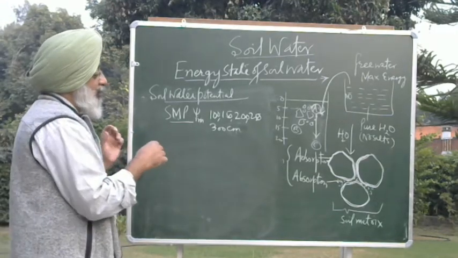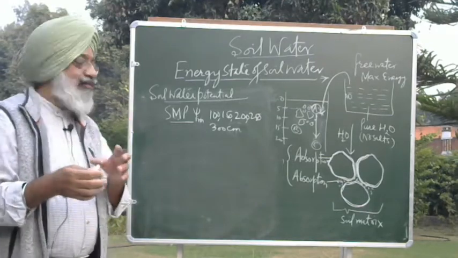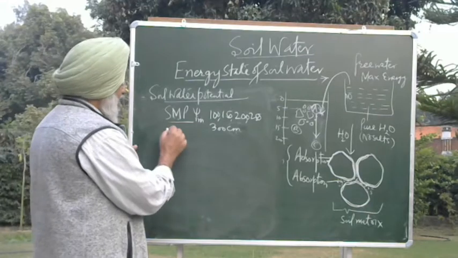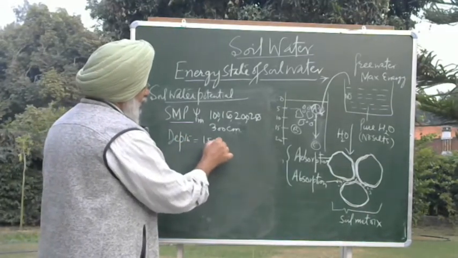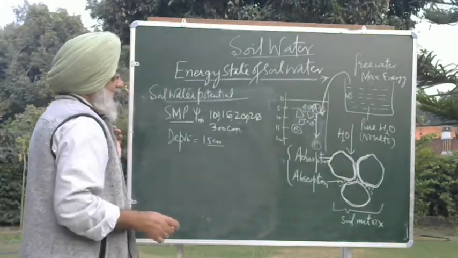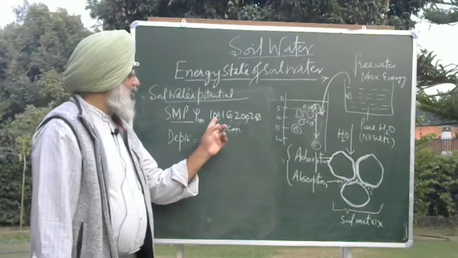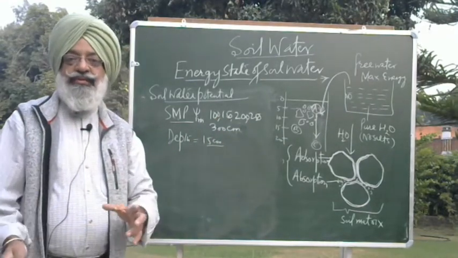Before that, we tried to find out the optimum depth at which we should measure this soil matric potential. And we found that the depth would be 15 centimeters. So we installed these tensiometers at 15 centimeters and imposed five irrigation treatments, 1, 2, 3, 4, 5.